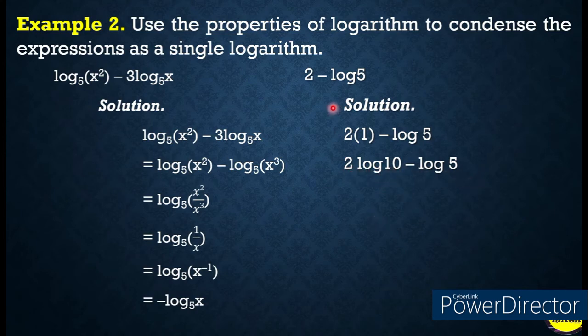Again, una munang gagawin, mag-iisip ka ng equivalent ng value ng 2 into logarithm. So si 1 ay nirepresent ko as logarithm of 10. Okay? Para same sila dito, maging common logarithm din dapat. Kasi dito common logarithm, so dapat common logarithm din yung ilagay natin. After that, yung 2 na sa unahan natin, gawin natin as exponent ng 10. So, magiging log of 10 squared minus log 5.